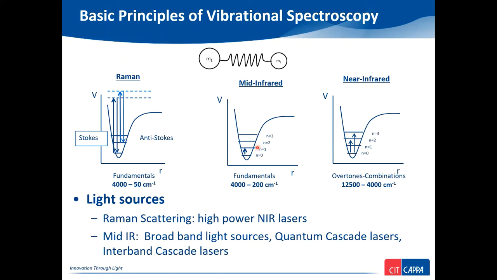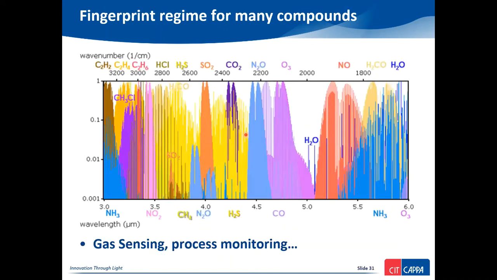Whereas in the mid-infrared, you get very discrete, isolated lines that allow the compound of interest to be fingerprinted. And here we see a little schematic, which comes from the NanoPlus website. Here we see the absorption lines of a range of important gases. If you zoom in close enough, you will see that each one of these is very much a discrete line.